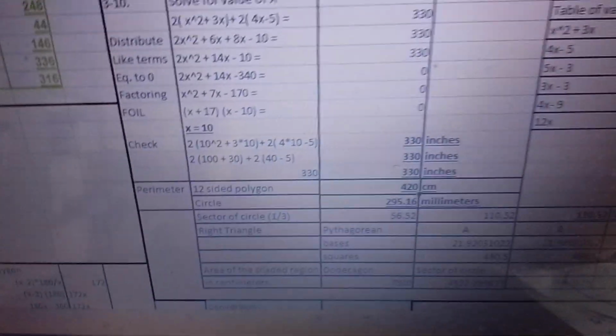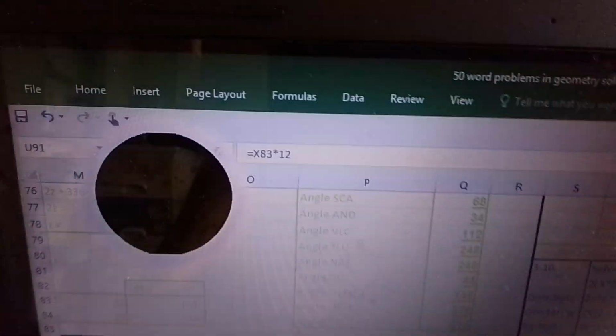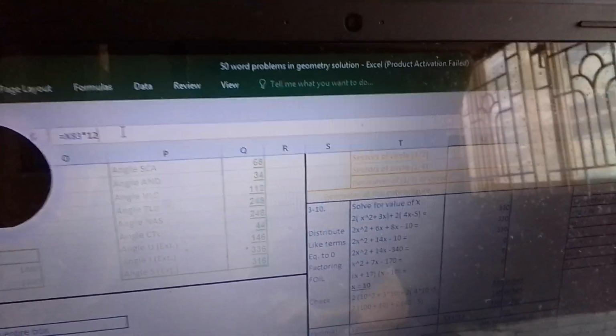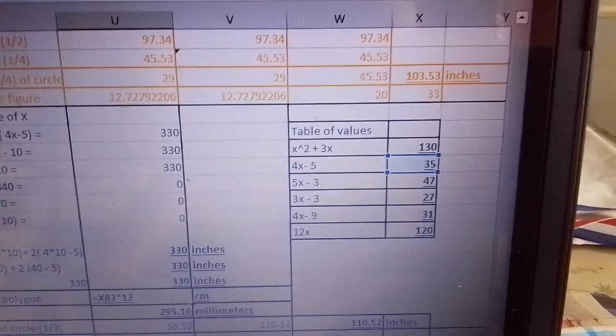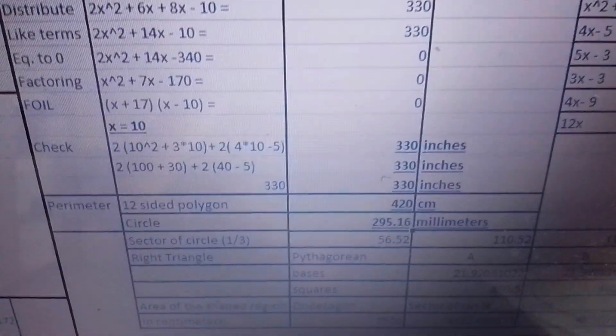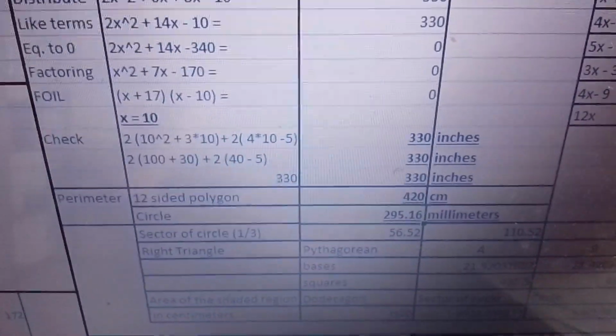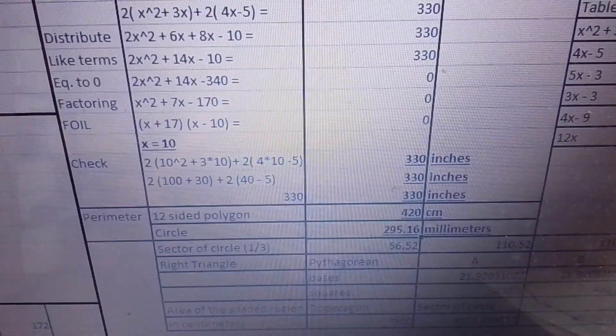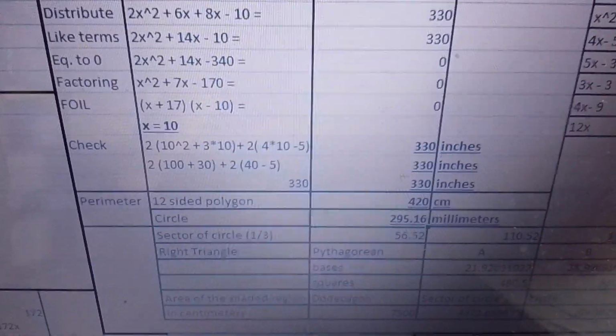Yan. Ganito yung formula namin. We did x83. Nasaan yung x83 namin? Yes, x83 pertains to this cell. Then times 12 to give you the perimeter of 420 centimeters. Alright? So that's the perimeter of the entire polygon. The perimeter of the entire polygon is 420 centimeters.